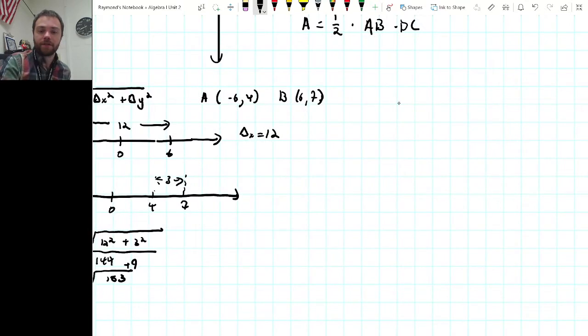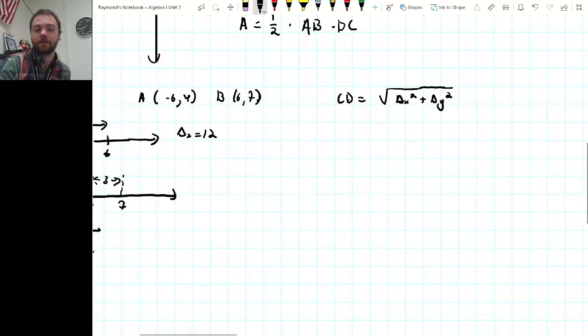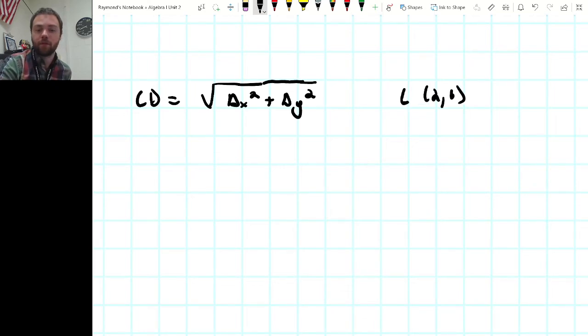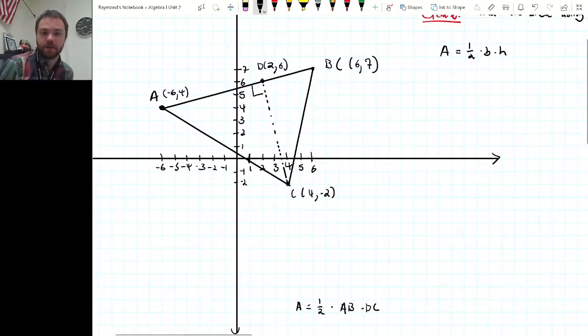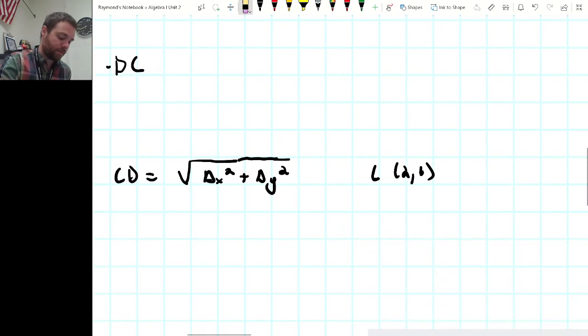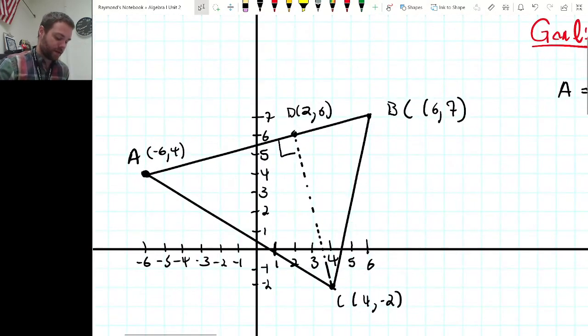And so I need to find the length of CD. CD is going to be the same thing: its change in x squared plus its change in y squared, so delta x squared plus delta y squared. And I've got that C is 2, 6. If you're wondering where I'm getting these coordinates, it's from up here. Actually, C is not 2, 6. It's 4, -2. My bad. But it's going to come out the same. So C is 4, -2, and D is 2, 6.